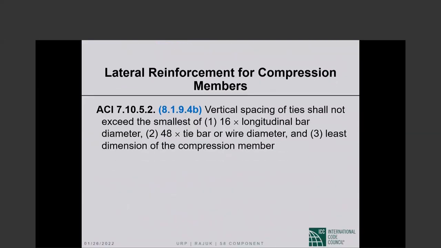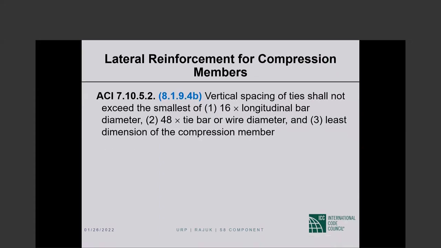Vertical spacing of ties shall not exceed the smallest of, very, very important, 16 longitudinal bar diameters, 48 tie bar diameters, least dimension of the compression members. We have had this for ages. Okay. So vertical spacing of ties shall not exceed the smallest of 16 longitudinal bar diameters, 48 tie diameters, and least dimension of the column.